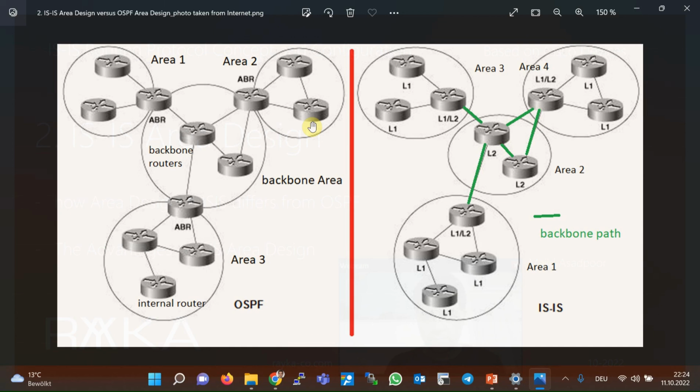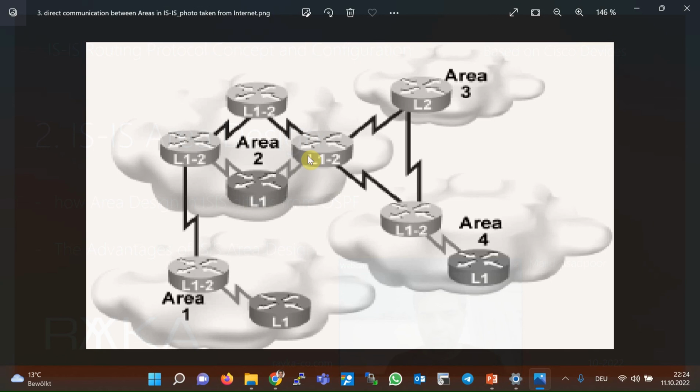This figure shows an example of the structure of area in IS-IS where we have a direct connection between area 3 and area 4. For direct communication between two areas, it is enough for the routers at both ends of the link to be located in the backbone path, the path in which all routers are at least level 2 routers.